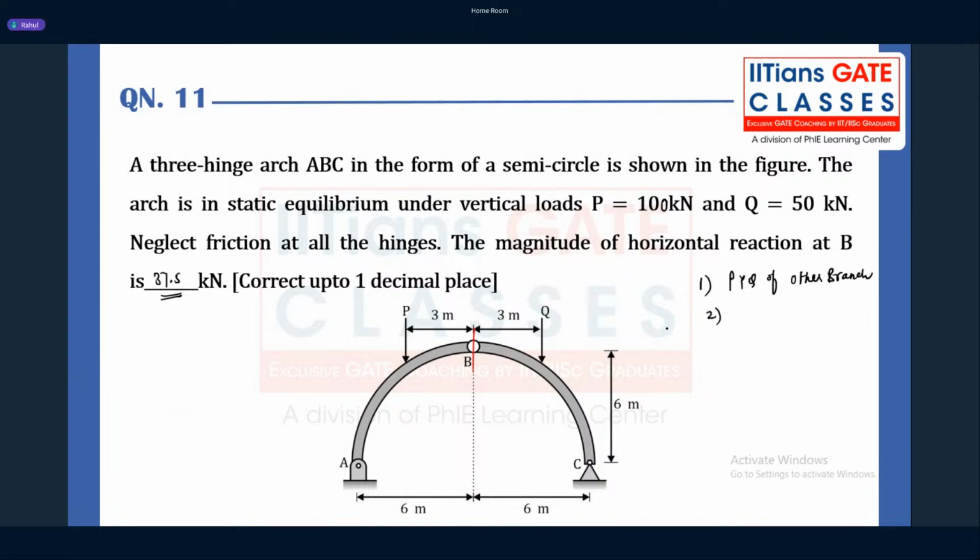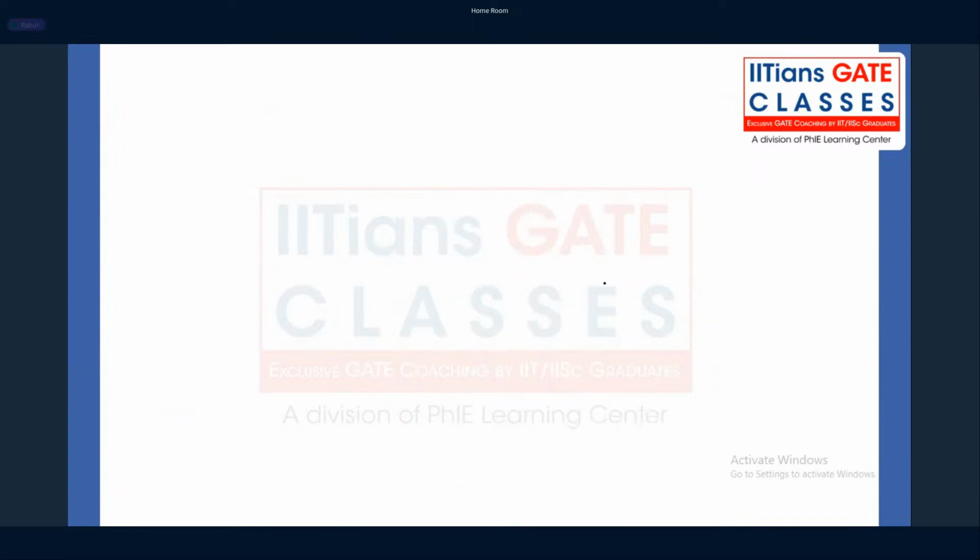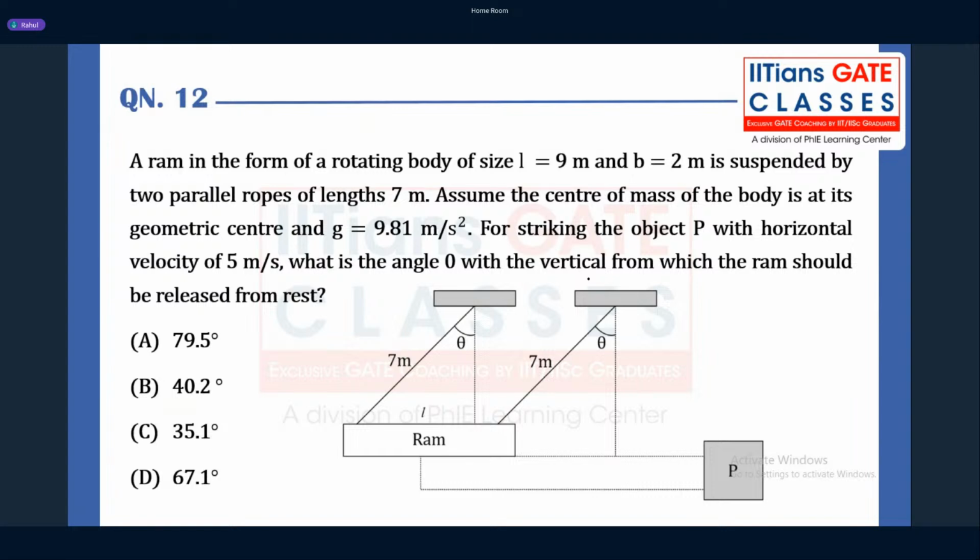If you are not following that mantra, you can try to solve the textbook problems. If you follow both the things, definitely no question will look new to you in the GATE exam. Moving on to the next question, again from engineering mechanics. Try to note down the data, then we will discuss.